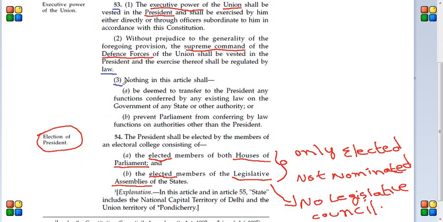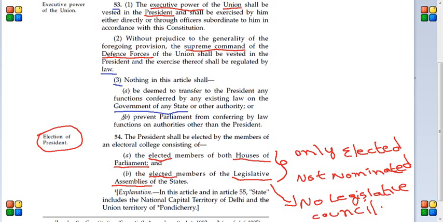Next, clause 3. Clause 3 says, nothing in this article shall be deemed to transfer to the president any functions conferred by any existing law on the government of any state or authority. See, since the Indian constitution is a federal constitution, powers are divided between central and state. So executive power of the union is with the president, and states have their own executive. That's the difference. That's what it's talking about.